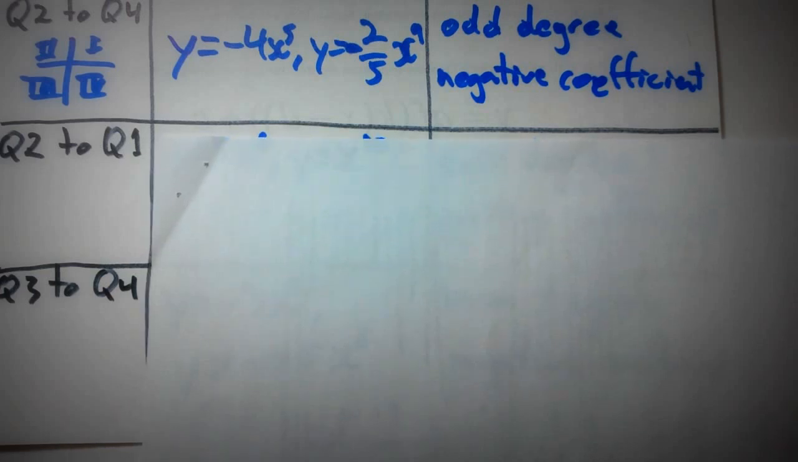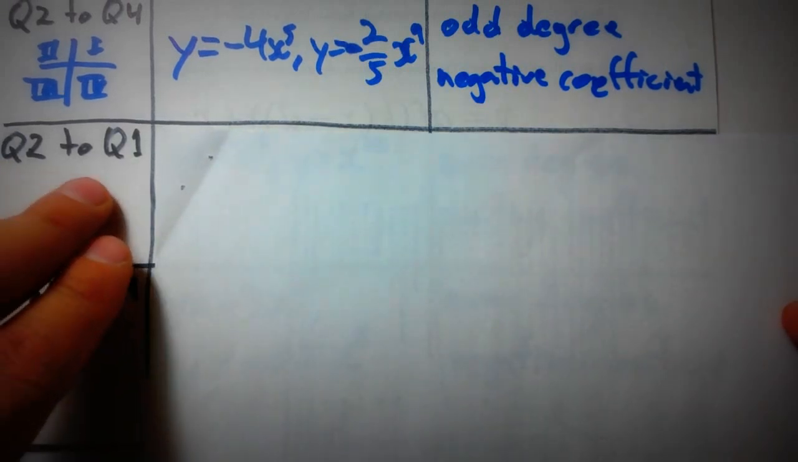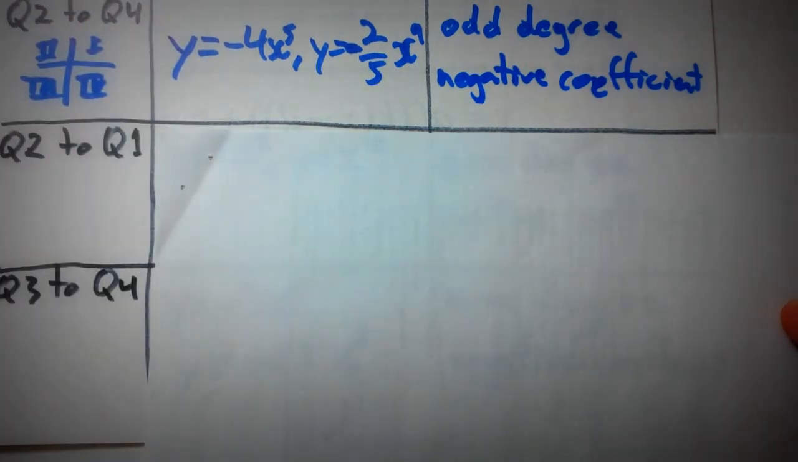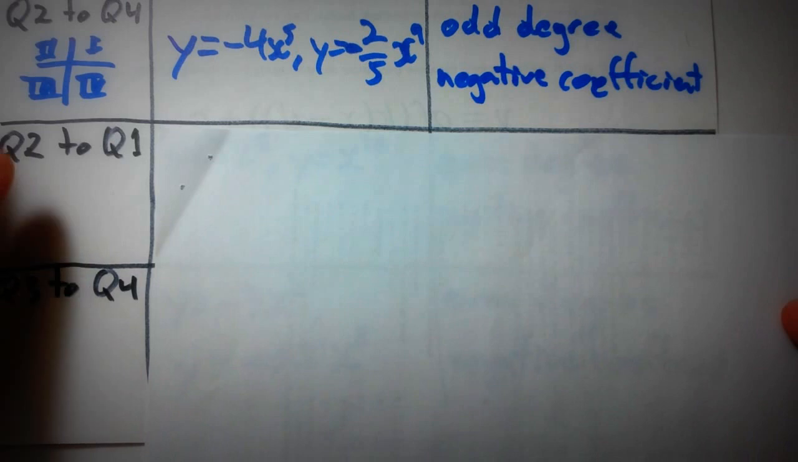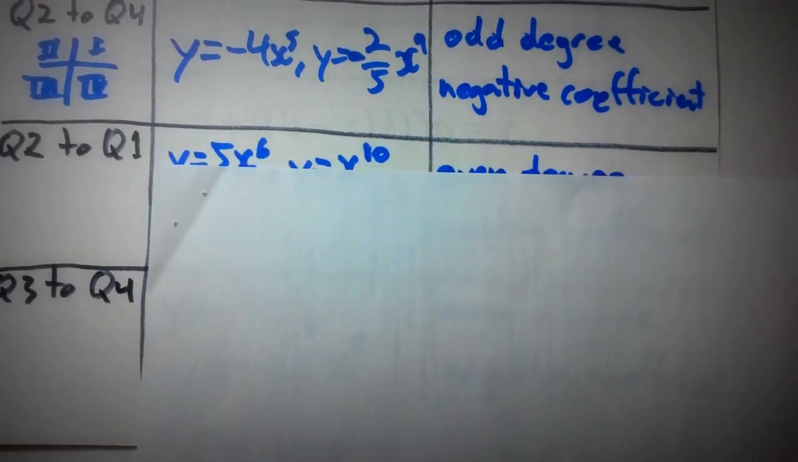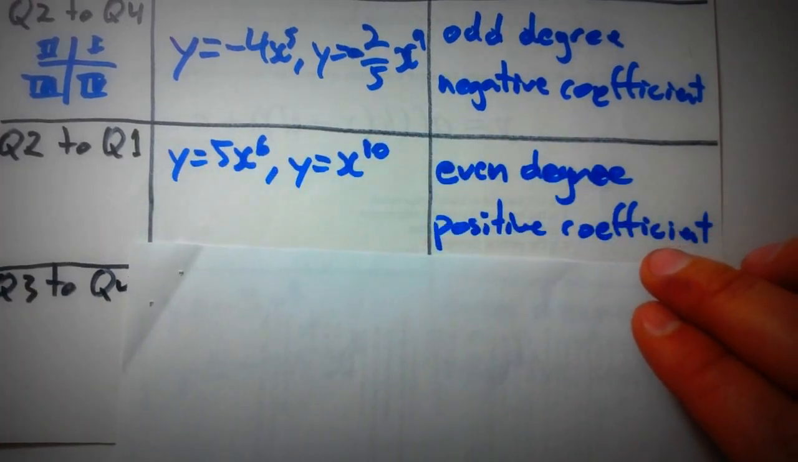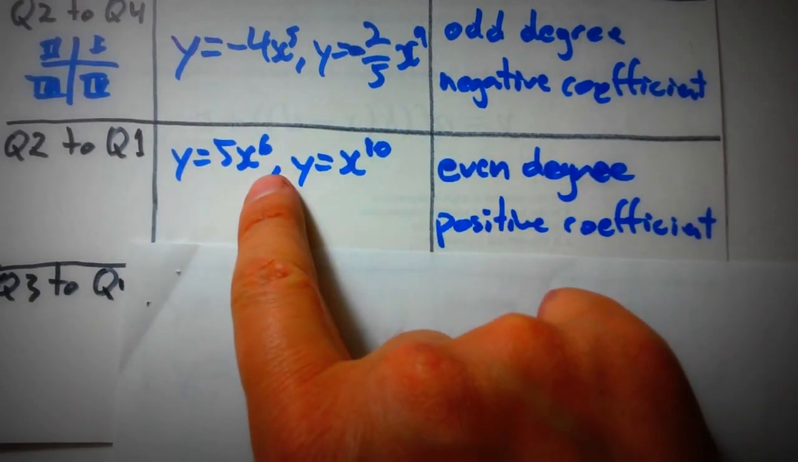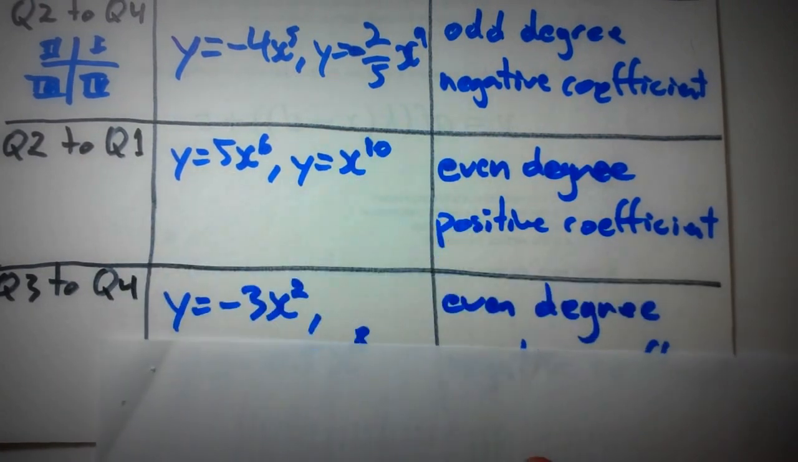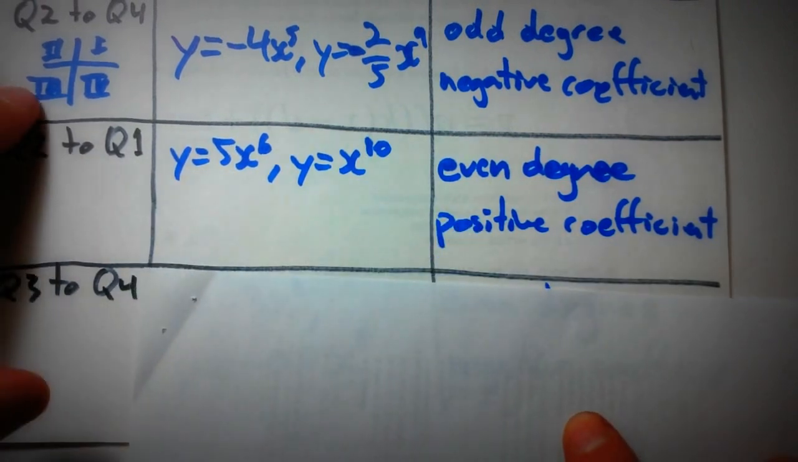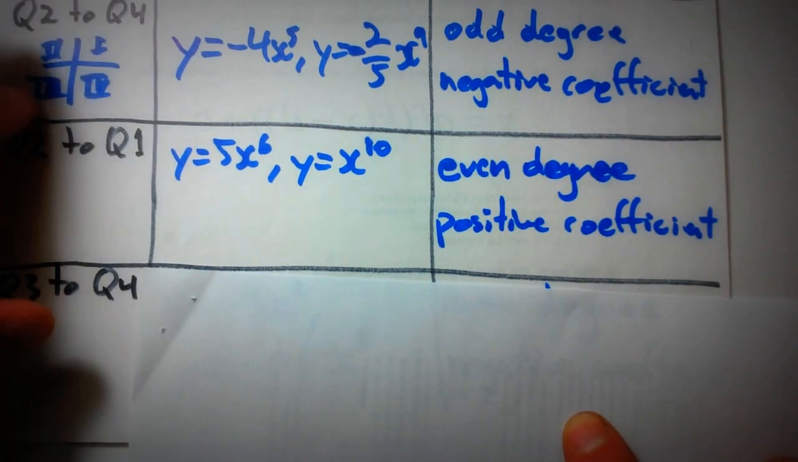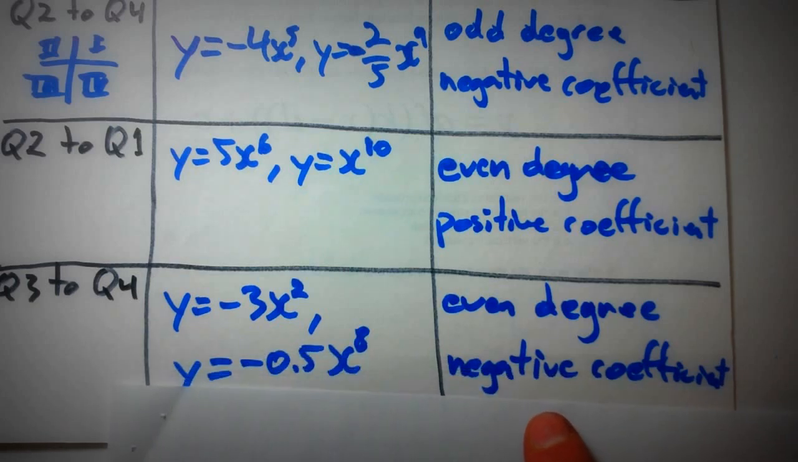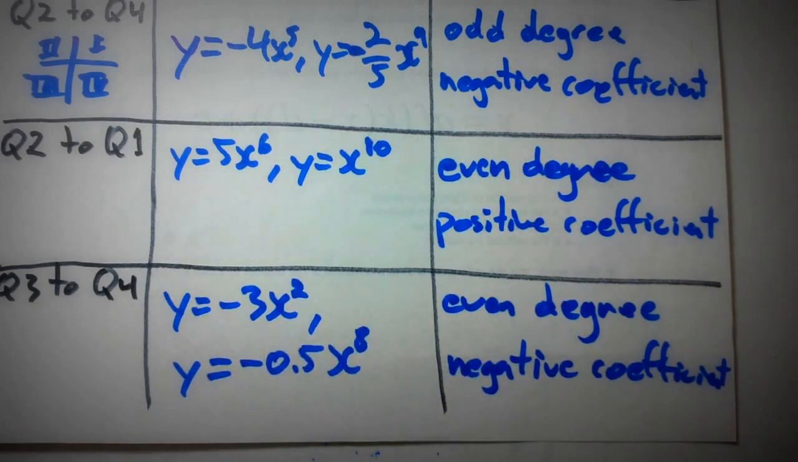So here are the answers for the other ones. We know that it moves from quadrant 2 to quadrant 1. If it's moving from quadrant 2 to quadrant 1, we know immediately that it's an even degree function and that it has a positive coefficient. So here's the description: even degree function, positive coefficient, and these two match that description. The next one is moving from quadrant 3 to quadrant 4. We know it's an even degree function, but it has a negative coefficient. So even degree function and a negative coefficient, and these two match that description.